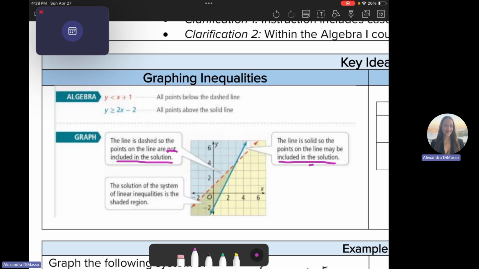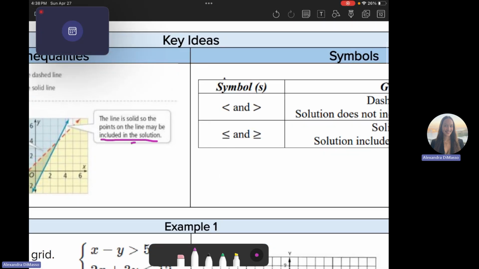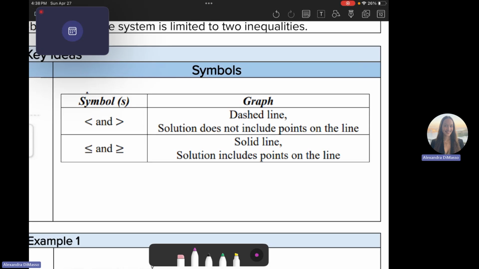And then my final answer is going to be where my two areas intersect each other. So the solution is that shaded region where they're going to cross over each other. Again, just a little reminder, dashed line solution does not include the points on the line. And if it's a solid line, the solution does include the points on the line.